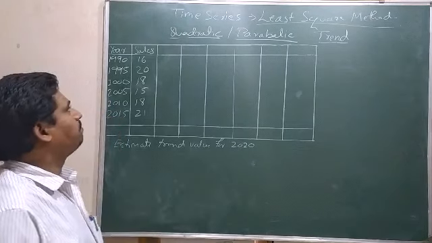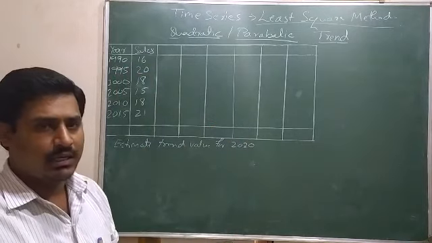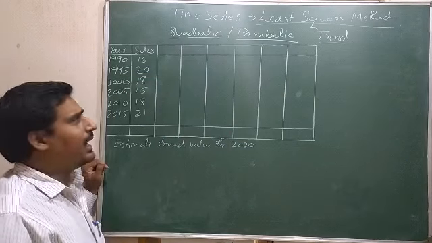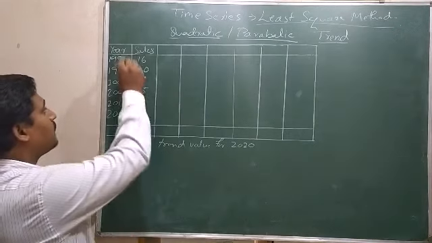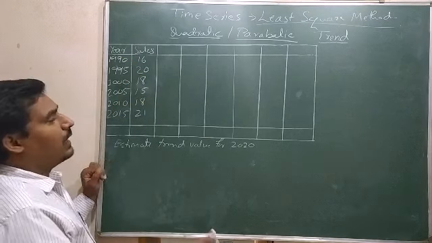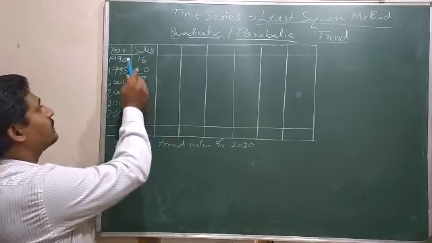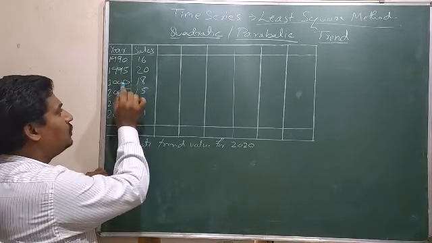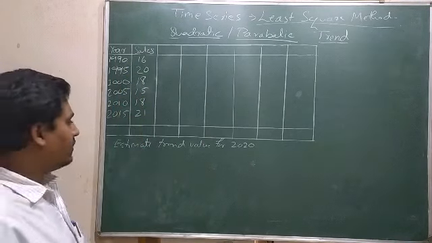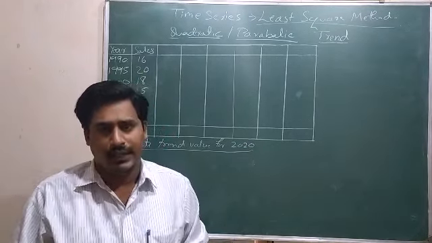I've taken a problem where years and sales in thousands are given, and it is a special problem because we have an even number of years here: 6 years. The gap between two time periods is 5 years: 1990, 1995, 2000, 2005, 2010 and 2015. They also asked to find the trend value for the year 2020.